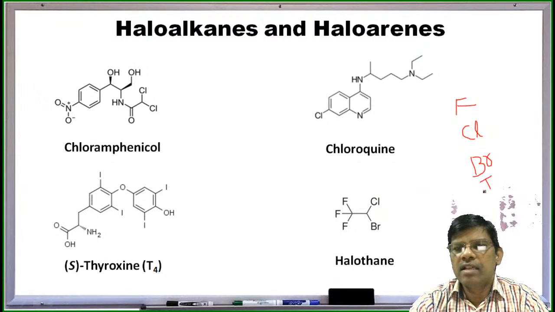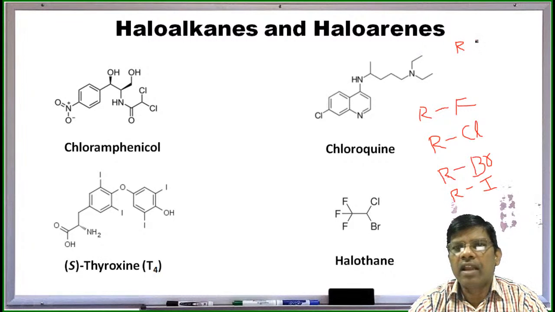So these halogens attach to organic compounds, for example RF, RCl, RBr. If R is alkane, then these compounds are known as haloalkanes. If R is arene, then it is known as haloarenes.